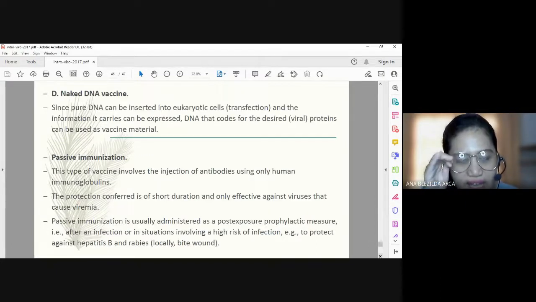And then for the naked DNA vaccine, so this is just pure DNA inserted into the eukaryotic cell, DNA of the virus that can actually induce antibody production. For the passive immunization naman, ito yung mga humoral lang na antibodies lang na binibigay, di ba? Tulad ng Sinovac. So, meron ka lang short duration and effective against viruses that cause viremia. So, kapag passive immunization class, again, this is usually given as a post-exposure prophylaxis or after an infection or situation involving high-risk infection, such as hepatitis B and rabies vaccine.